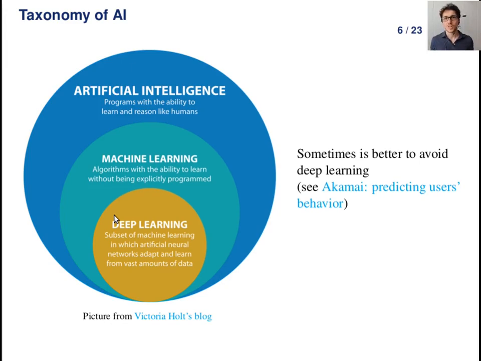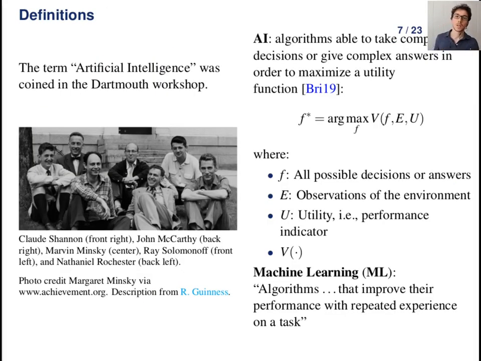So for sure, deep learning is the trendiest family of methods. But it's not the only one, and there are other algorithms that sometimes are easier to use and even more efficient. The term artificial intelligence was very likely coined in the so-called Dartmouth workshop, where many very important scientists of that time, like Claude Shannon and Marvin Minsky, united to try to think about ways to let machines reason as humans.